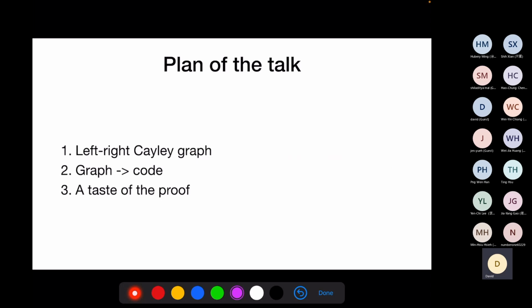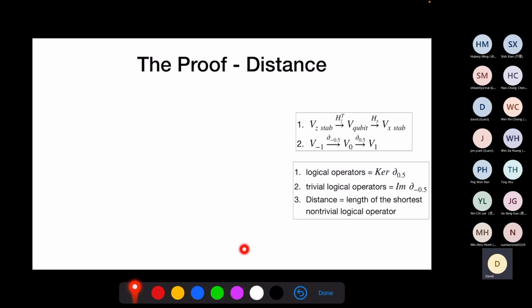Okay, so that's the code, and we'll just say a few words about the proof. First, we have to remind ourselves what the actual thing we want to prove is. This is where this language becomes handy. Over here I show the chain complex, and over here I show the definition of the distance. Then we can read it out.